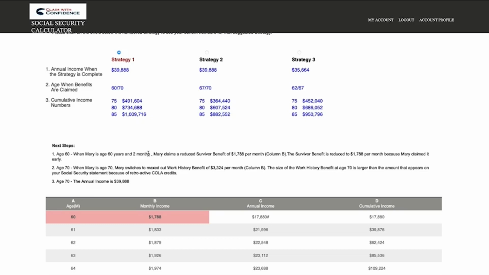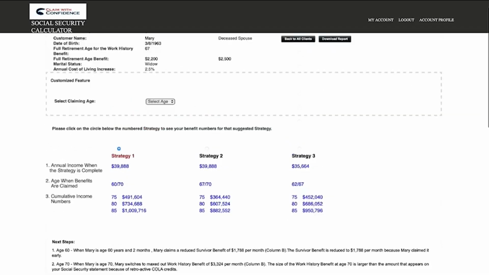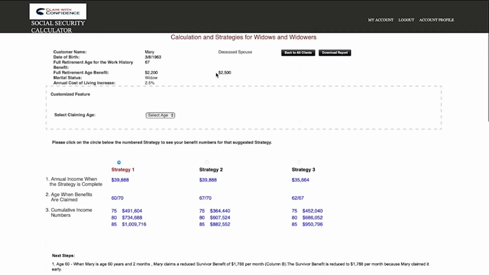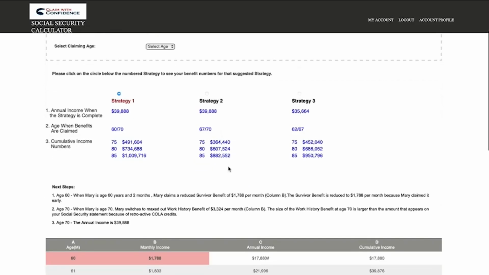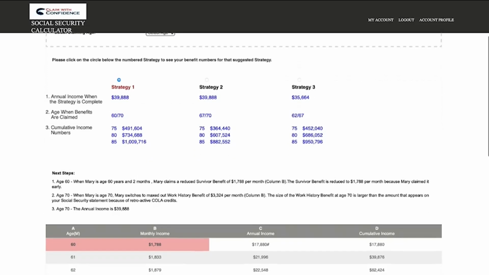But because here we're having her claim the survivor benefit, she can claim it at her current age of 60 years and 2 months. Now, because she's claiming it prior to her full retirement age, it is reduced to $1,788 a month. Now, remember, if she waited till her full retirement age, she'd get the full amount, $2,500. But because she's claiming it prior to her full retirement age, it's reduced to $1,788. So she claims and restricts her benefit to only the survivor benefit.